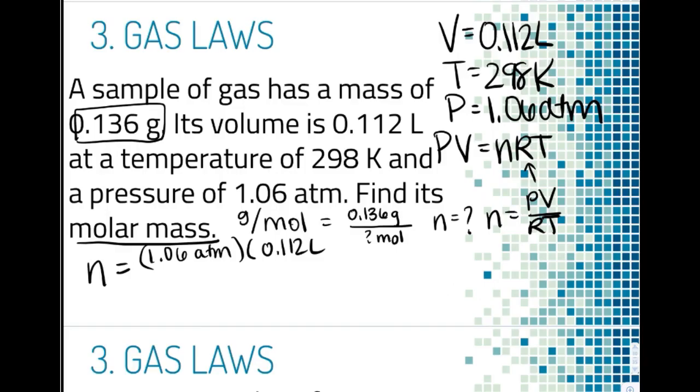Okay, sorry, I think the calculator was slowing it down for some reason. So we have our n in our PV over our RT. So let's look at R. 0.0821 liters times atm over mole times Kelvin, times your T, which is 298.